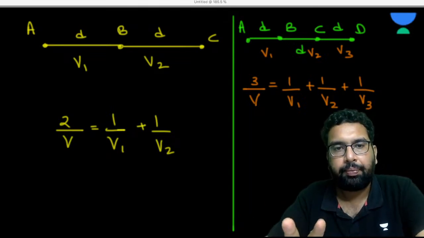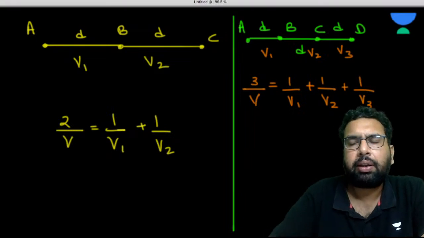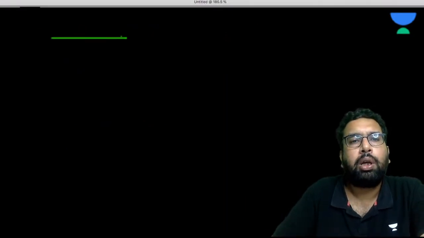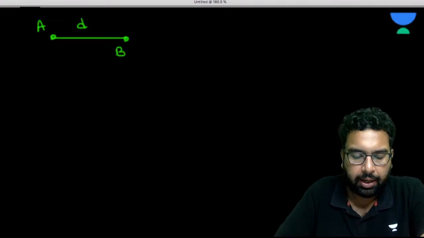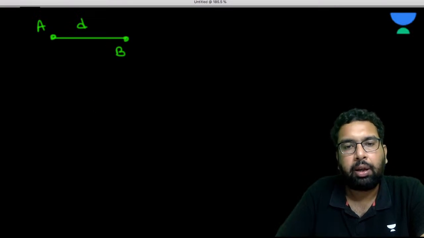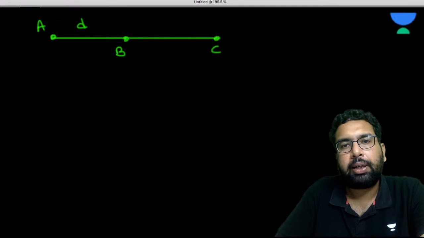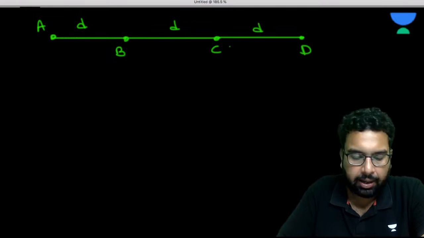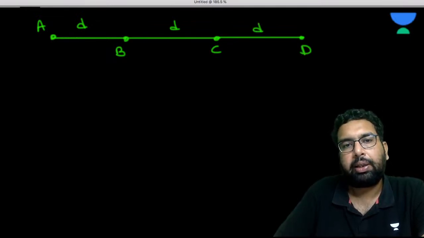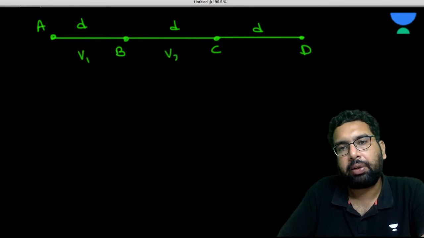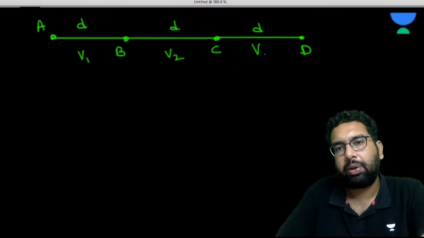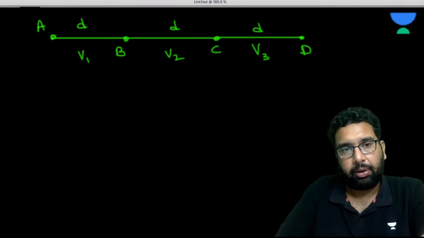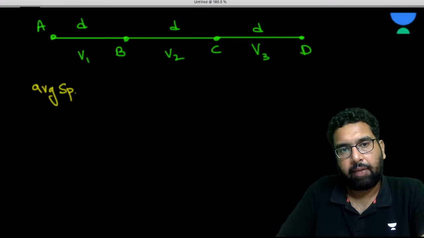Right? This is clear, right? Sir, we don't trust this. Let's do this. What is the problem? Let's suppose someone has moved a distance D from point A to B. Then he has moved a distance D from B to C, and then he has moved C to D at a distance D. Now in this case, let's suppose this is V1, this is V2, this is V3. Now you need to get the average velocity. Again, we can use our concept. So what is going to be the average speed?